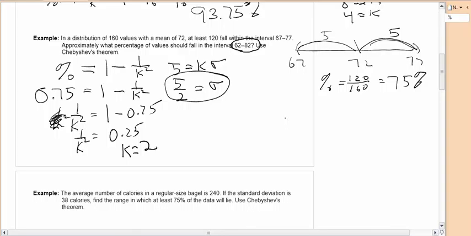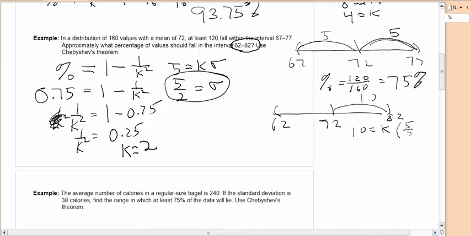We want to know the percentage of data that lies between 62 and 82. Here's our mean. The distance from here to an endpoint now is 10. Likewise in this direction. So we know 10 is equal to k times sigma. The sigma is 5 over 2, correct? That's what we got from here. Solving for k, we get 20 over 5, so k here is equal to 4.